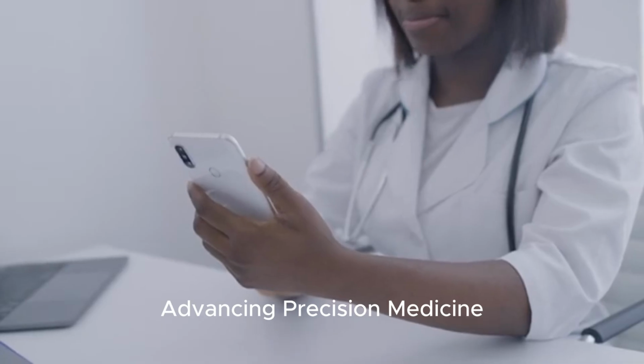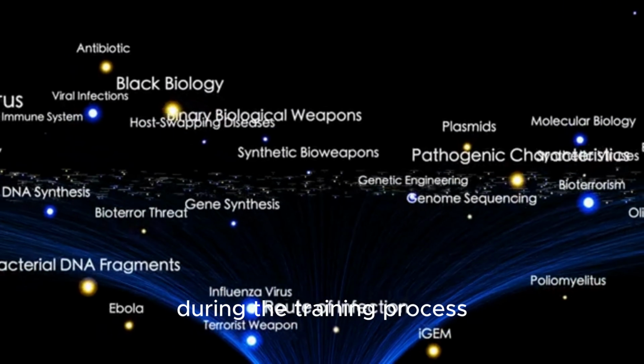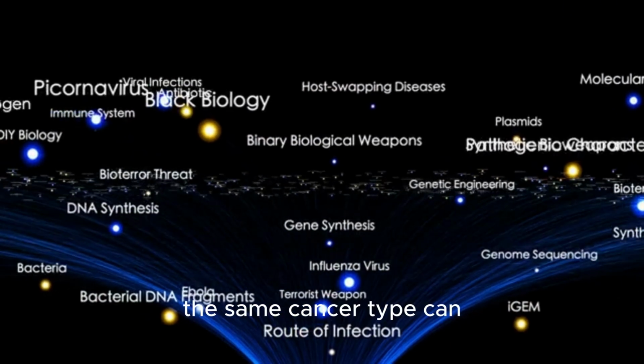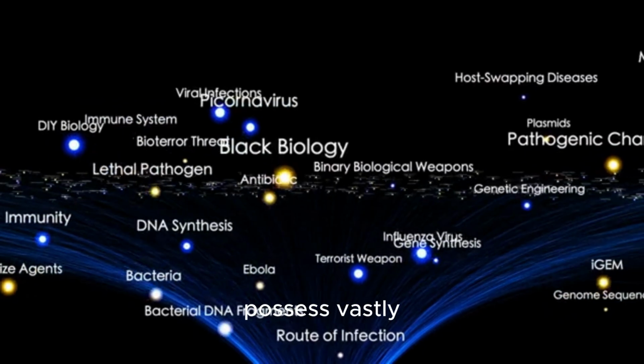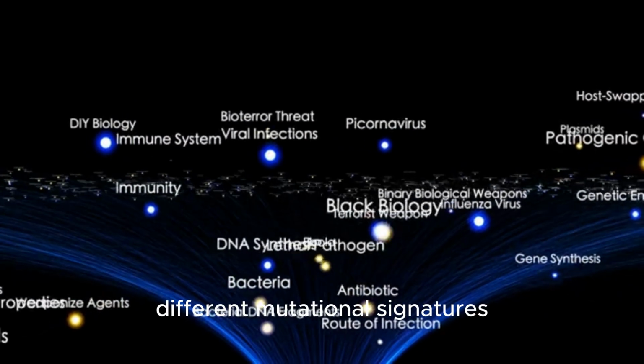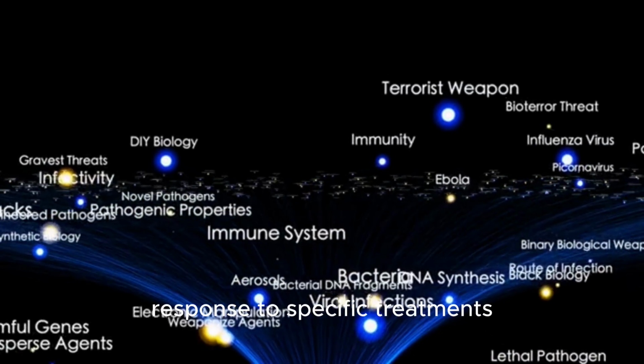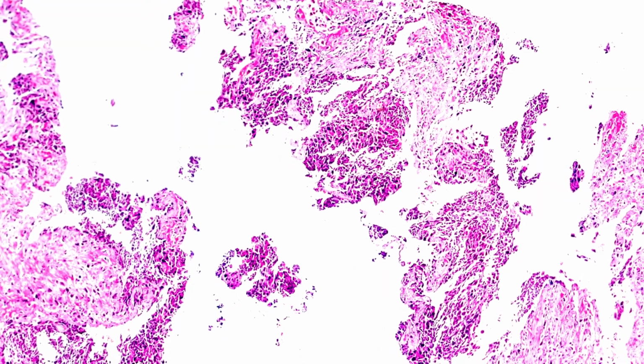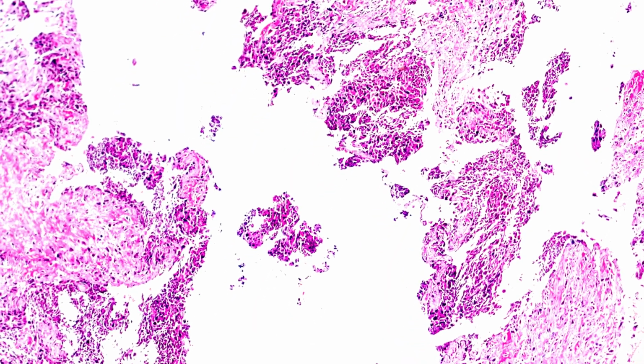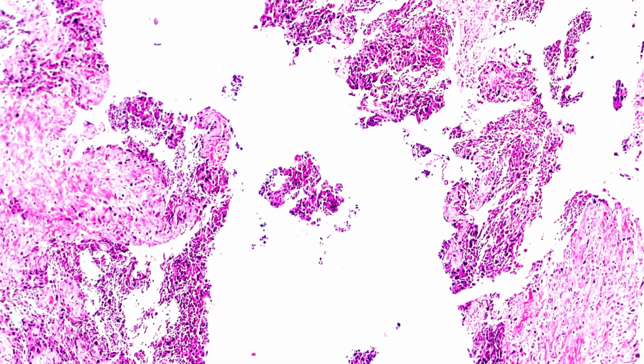Advancing precision medicine. The data generated during the training process revealed how even the same cancer type can possess vastly different mutational signatures, information that can aid in predicting a patient's response to specific treatments. The AI tool has also shown its ability to apply its learning to new cancer types it was not specifically trained on. For instance, it successfully pinpointed the few known variants driving the disease when used to analyze a glioblastoma sample, an aggressive brain cancer.